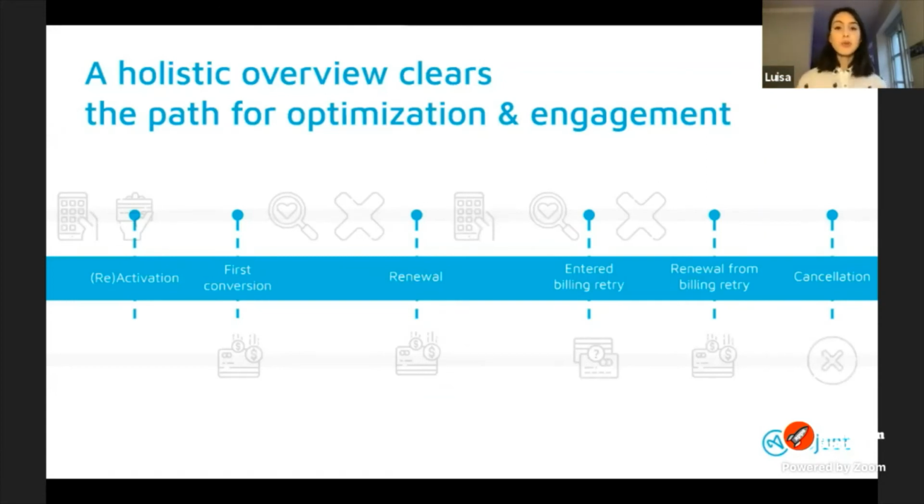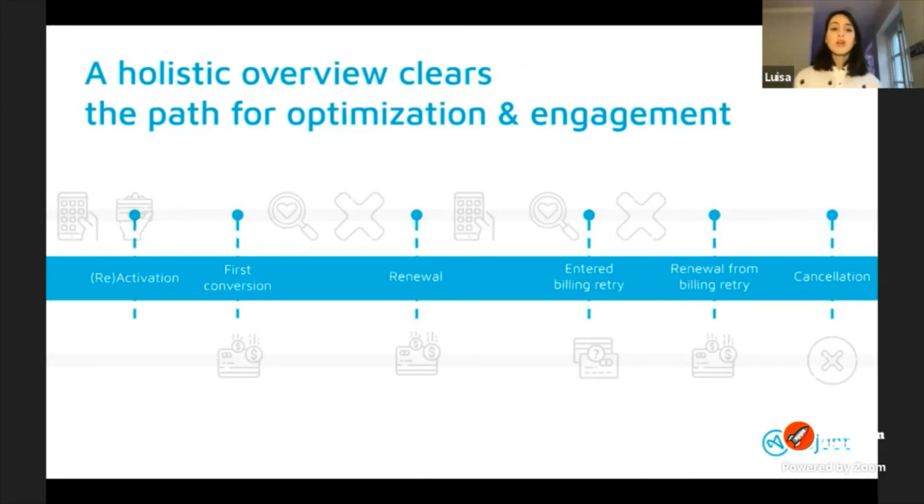You have this blue line tying them together, which are really the subscription events. So this allows you to have a holistic, clear overview of everything. And it's also much easier for you to optimize towards your goals and just invest in the user engagement.